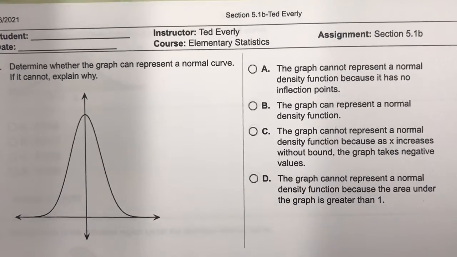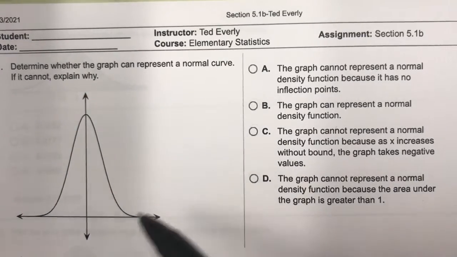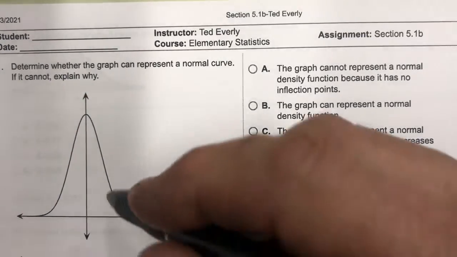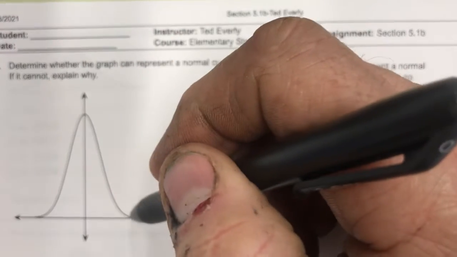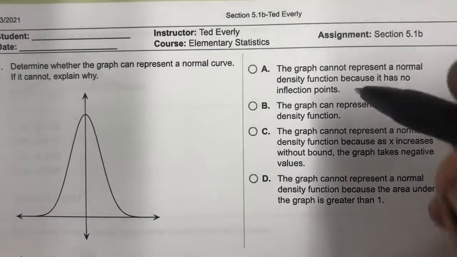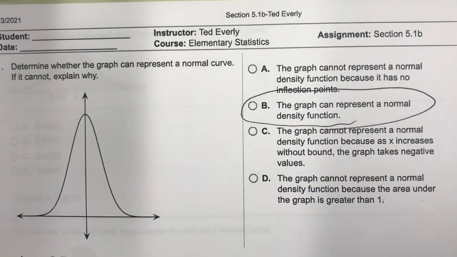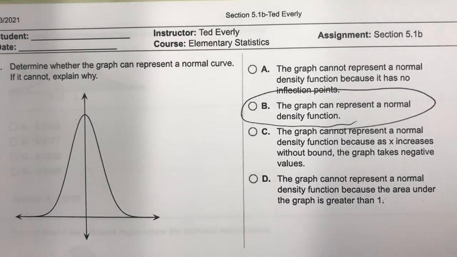All right, first thing we have here is determine whether this graph can represent a normal curve. Okay, this one looks good. It's nice and symmetric, and it does not go past the axis here, so I think we're good. It can represent a normal density function, so the answer is B.